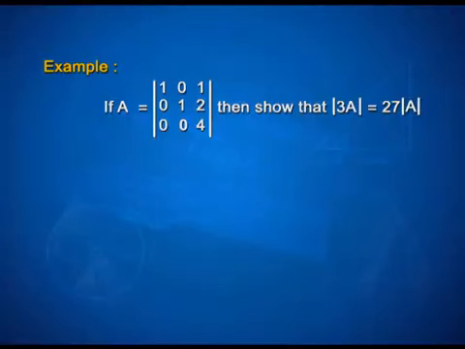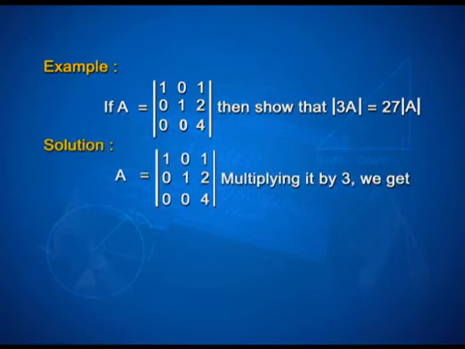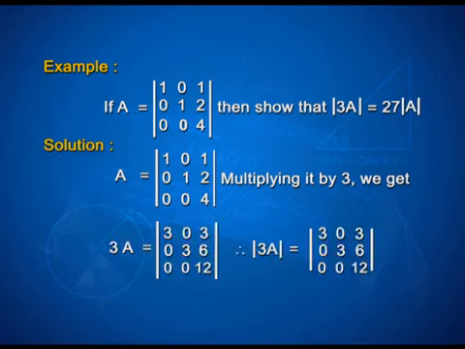So, students, let us verify one important result using this example. If matrix A is equal to 1 0 1, 0 1 2, 0 0 4, then show that determinant 3A is equal to 27 into determinant A. For the solution, let A be the matrix 1 0 1, 0 1 2, 0 0 4. By multiplying it by 3, we get 3A is equal to 3 0 3, 0 3 6, 0 0 12.